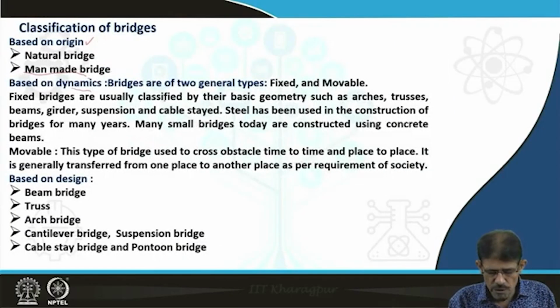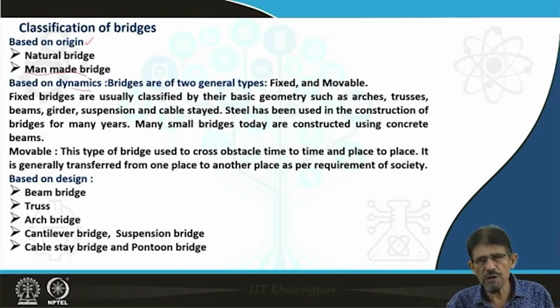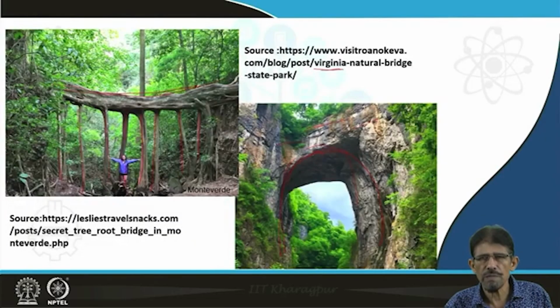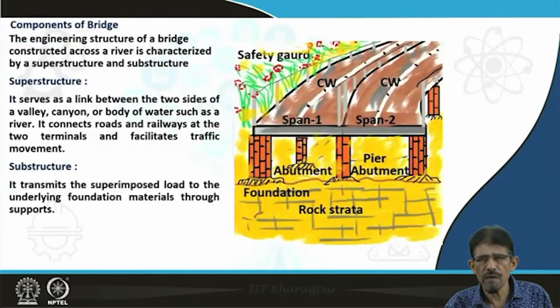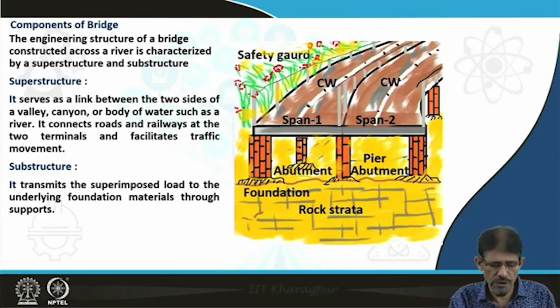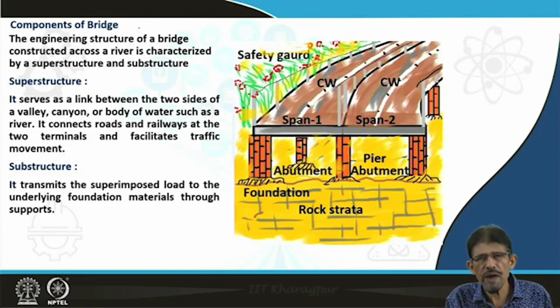Fixed bridges are usually classified on the basis of their geometry and working mechanism, and we have already discussed beam bridge, truss bridge, arch bridge, suspension bridge, cantilever bridge, and cable-stayed bridge. So one by one we are going to discuss. First, the classification of bridges depends on the components of bridges. So first we are going to introduce the different components of a bridge.